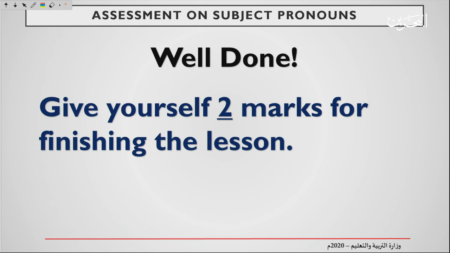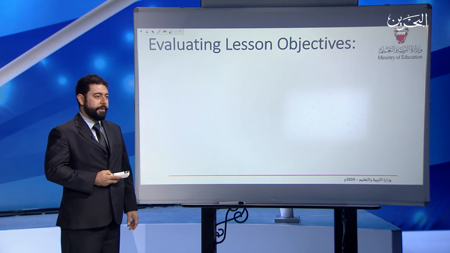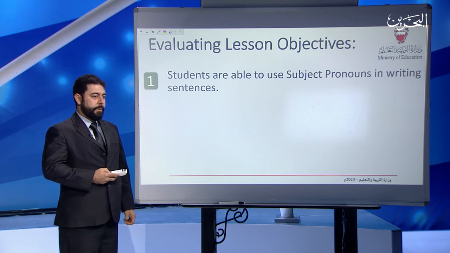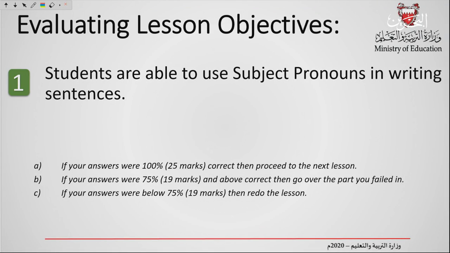Well done. Give yourself 2 marks for finishing the lesson. And please calculate all the grades you have today, all the marks, put them down out of 25. So, one, students are able to use subject pronouns in writing sentences. If your answers were 100% correct, it means 25 marks, then you can proceed to the next lesson. If your answers are 75%, 19 marks, and above, you can go over the lesson. If your answers were below 75%, 19 marks, then redo the lesson, please.